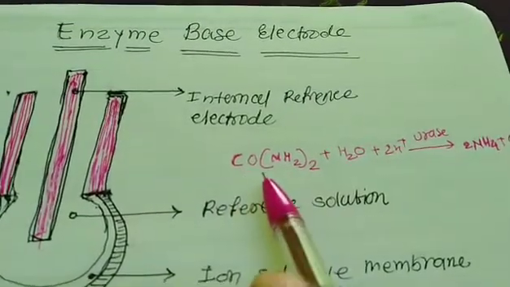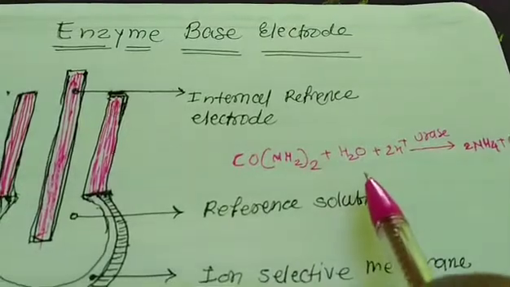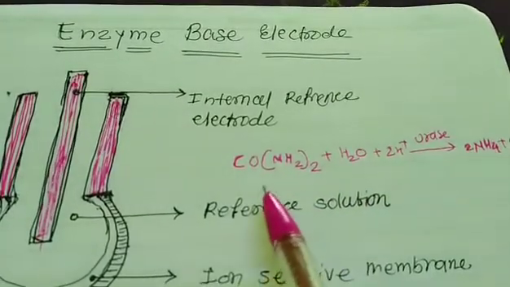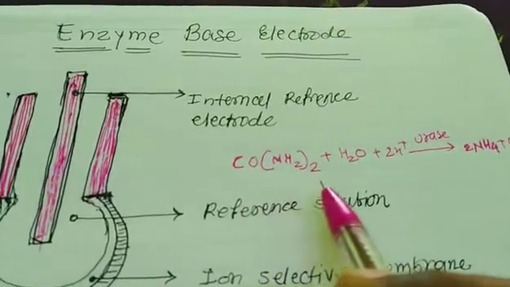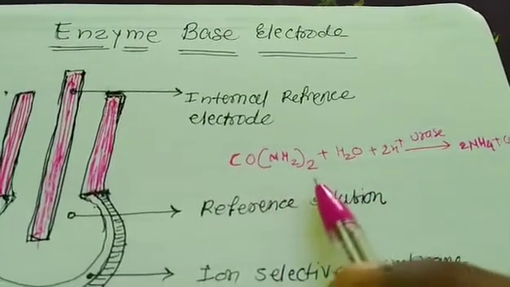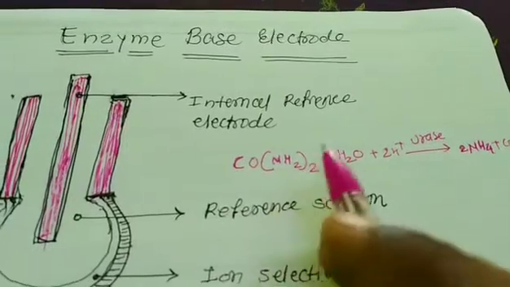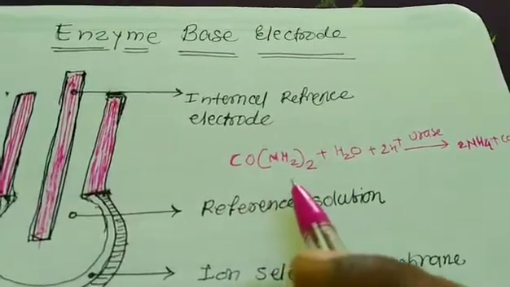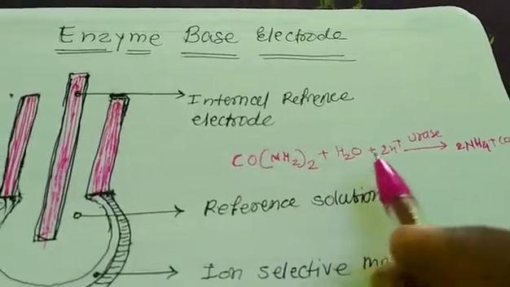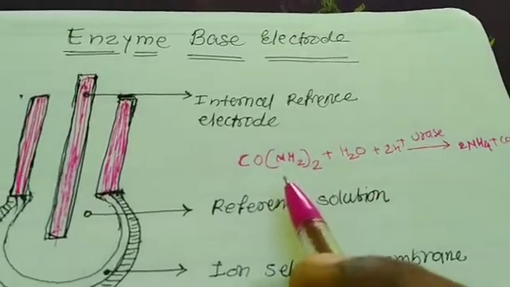Urea is determined by using the urease enzyme. By the urease enzyme, the urea is converted into NH4 ammonium ions, and when we use the ion selective electrode, that is the ammonia ion selective electrode, we will determine the concentration of urea.